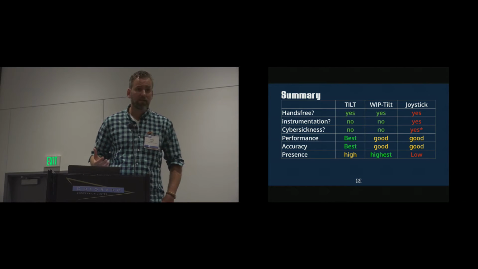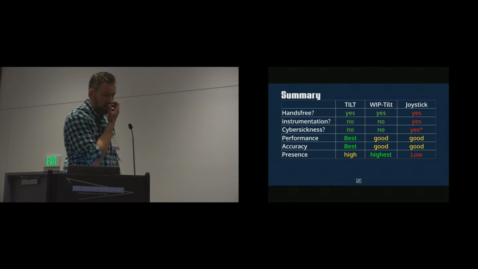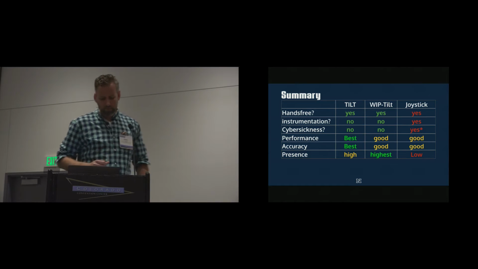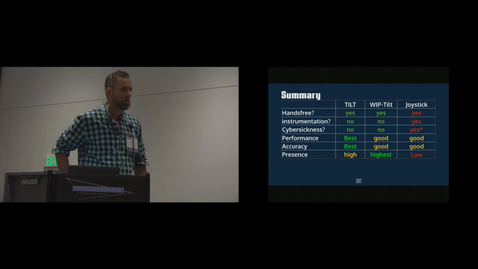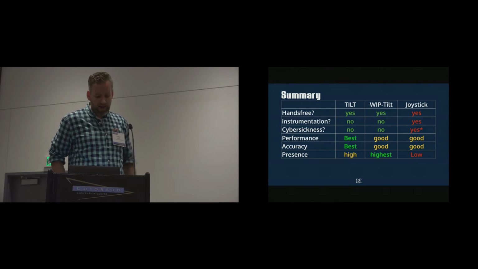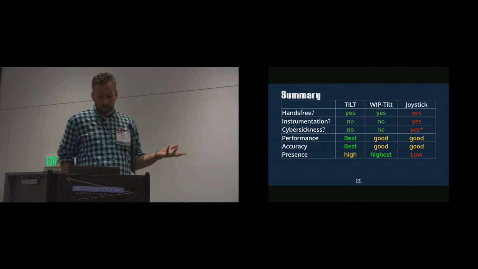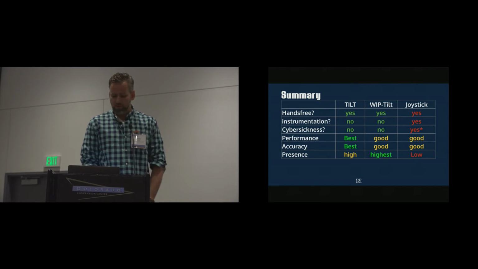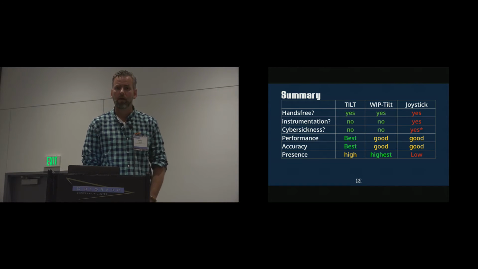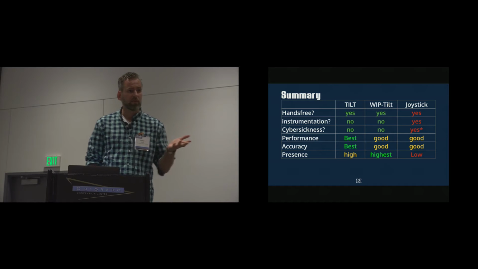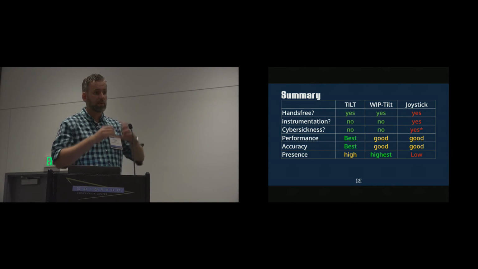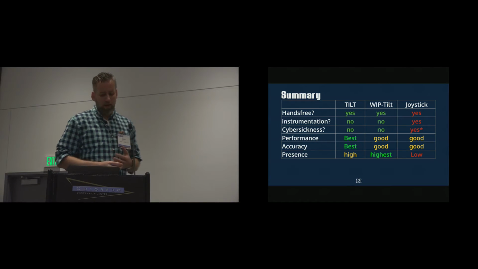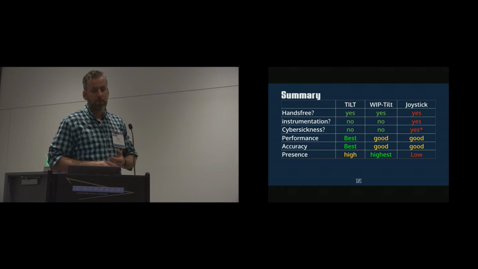To summarize, here's a table that shows the benefits of all the techniques we tested, which you can add to your locomotion toolbox if you want to. Both tilt and our augmented version of walking in place offer hands-free interaction. They don't require any instrumentation. They do not cause cybersickness. Tilt offers the best performance, with walking in place with tilt having the highest presence. I do have to say that if you use tilt by itself, it affects your ability to look around freely. So tilt cannot be used for applications like puzzle games that require you to look around a lot.